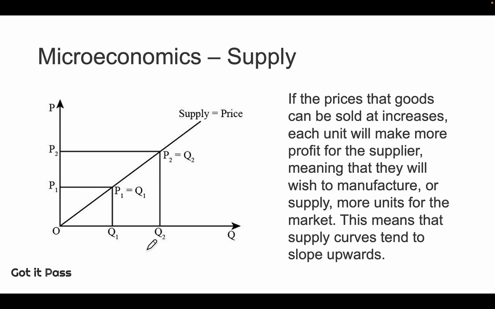So here, it explains in more detail. If the price at which goods can be sold increases, then each unit will make more profit for the supplier. Say from P1 to P2, it means the manufacturer or the firm would like to produce more for the market. So in general, supply curves tend to be upward sloping. You can see the curve is upward sloping instead of downward sloping like the demand curve.